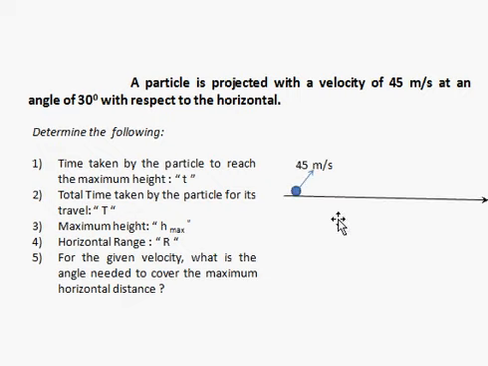Let this be the horizontal coordinate system. The particle is projected with a velocity of 45 meters per second, that is, its initial velocity described in the question, with an angle of 30 degrees. The particle takes the path like this, and it reaches the other side. The path traced by the particle is displayed in blue color. Now let us move on to the question.